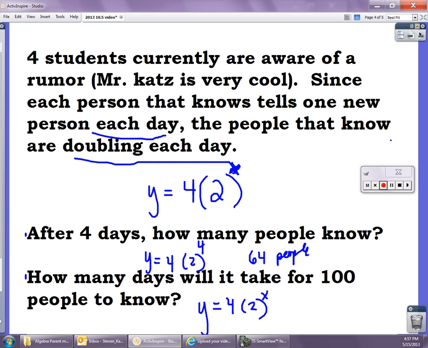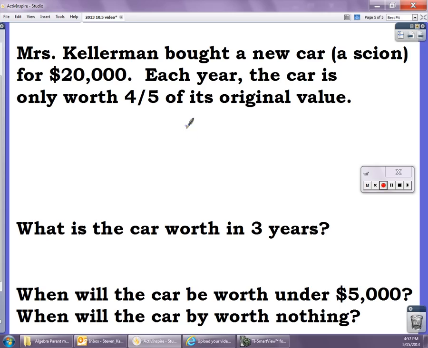So now we get to the next question. Miss Kellerman bought a new car, and it's a Scion. She wanted to buy a really, really cool car, okay? And for $20,000. Each year, the car is only worth 4/5 of its original value. So first of all, go ahead and answer these questions, and then pause the video, and then we'll go through and talk about them.